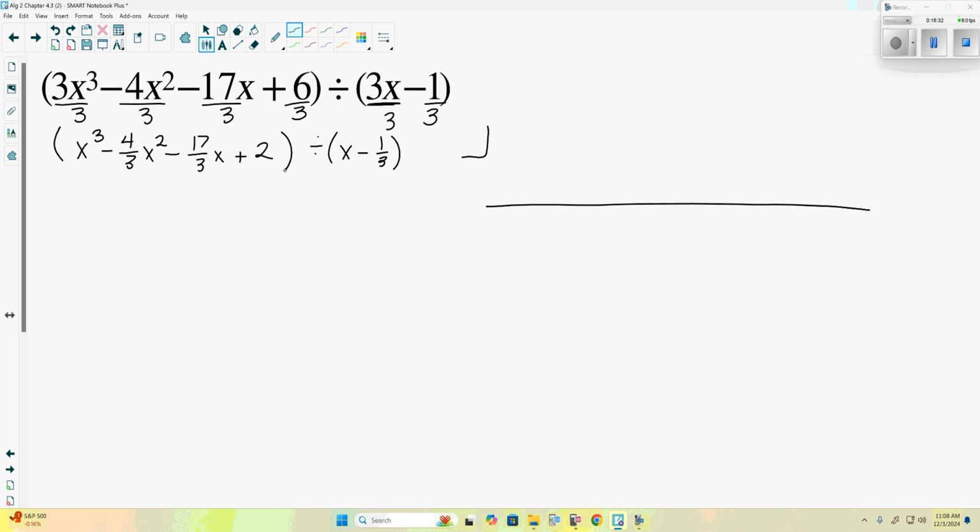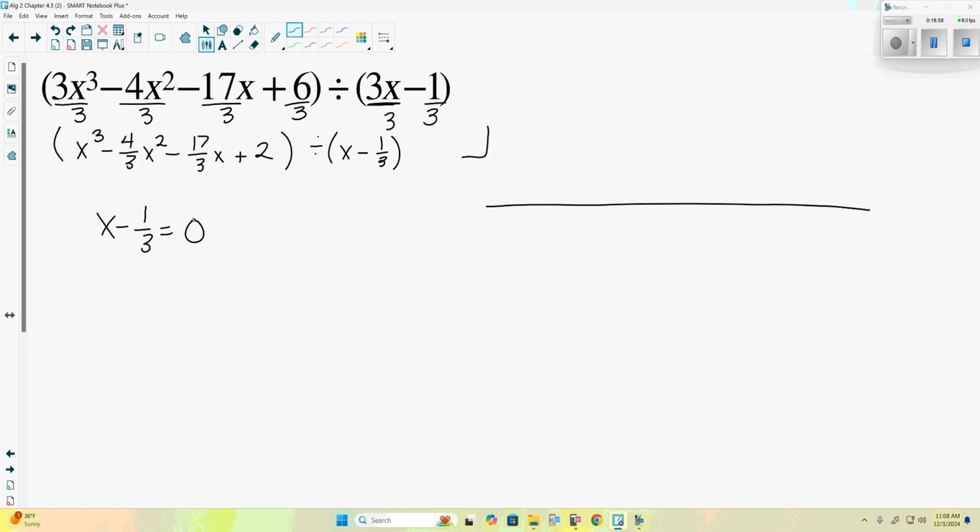Questions on this so far? So if there's a number in front of that x or that variable, we have to divide the whole thing by it before we can start the problem. But from there, everything else goes exactly the same way. We take what we're dividing it by. So now it's our x minus 1/3.